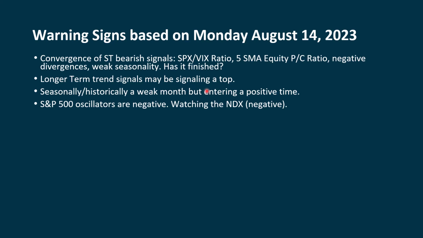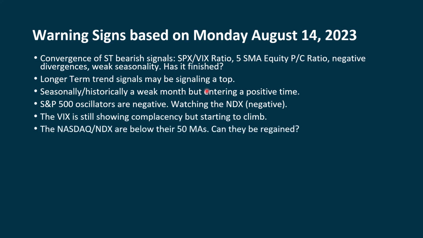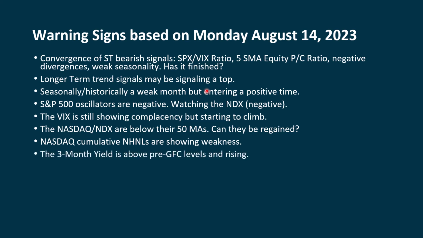We'll also be watching the PPO on the NASDAQ 100 chart to see if it bottoms out and starts to come up. The VIX is showing a lot of complacency, even though it's still continuing to climb. The NASDAQ and NASDAQ 100 are below their 50-period moving averages. Can they be regained? They're trying to, but they haven't closed above those levels yet. The cumulative new highs and new lows for the NASDAQ are showing weakness. We're above the level that we set back in 2007 with the 3-month yield. S&P 500 growth is weakening, but it's still in a longer-term uptrend.